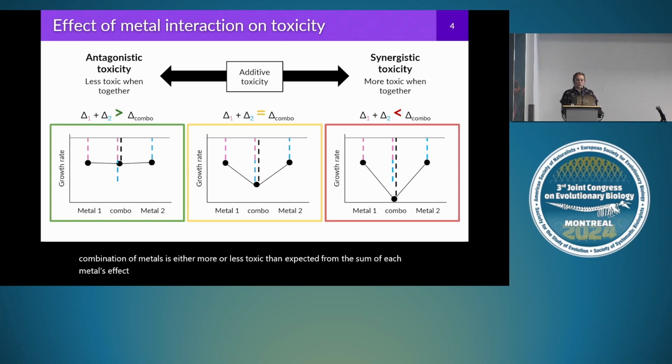So when the combination of two metals is more toxic than expected, like in the red box on the right, this is a synergistic interaction. And when the combination is less toxic than expected, this is an antagonistic interaction.